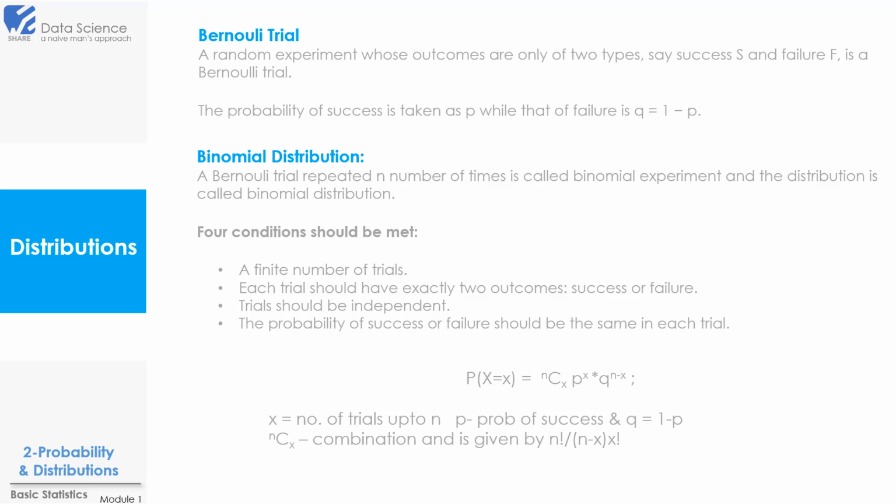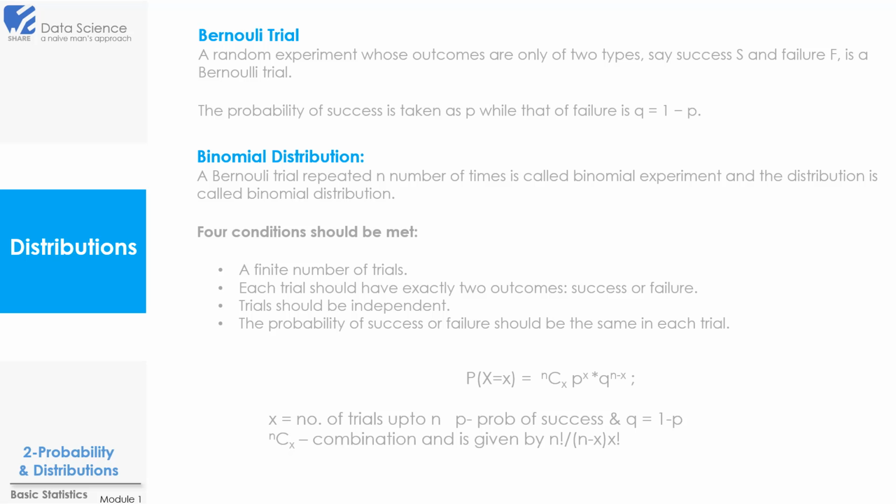Then the formula for binomial distribution is shown here on the screen. Here x is equal to the number of successes up to n. Then p is the probability of success, and q is the probability of failure, which is equal to 1 minus p. Then nCx is the combination and is given by n factorial divided by (n minus x) factorial into x factorial.